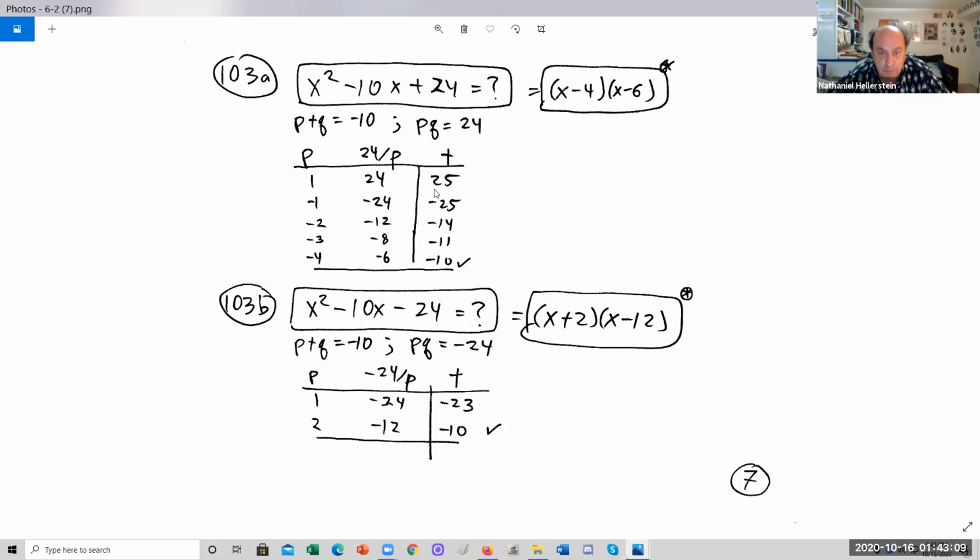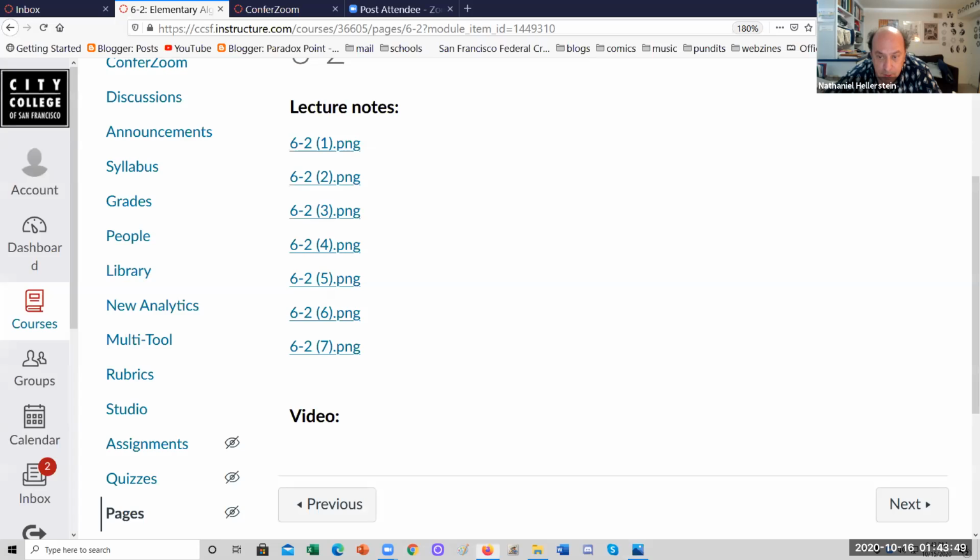That's the factorization. Now here we have x squared minus 10x minus 24 instead of plus 24. So the sum of P and Q is still negative 10, but now the product is negative 24. So whatever P is, Q is negative 24 over P, and we look for the sum. If P is 1, Q is negative 24, sum is negative 23, no good. If P is 2, then Q is negative 12, sum is negative 10, good. So we get x plus 2 times x minus 12 as the solution here. Okay, that should do it.